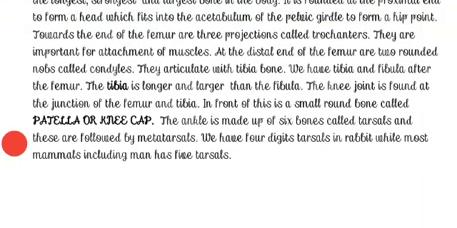We have the tibia and fibula after the femur. The tibia is longer and larger than the fibula, just like in the case of the forelimb, where we have the ulna longer than the radius. The knee joint is found at the junction of the femur and tibia. That is our knee joint. We have it at what? At the junction of the femur and tibia.